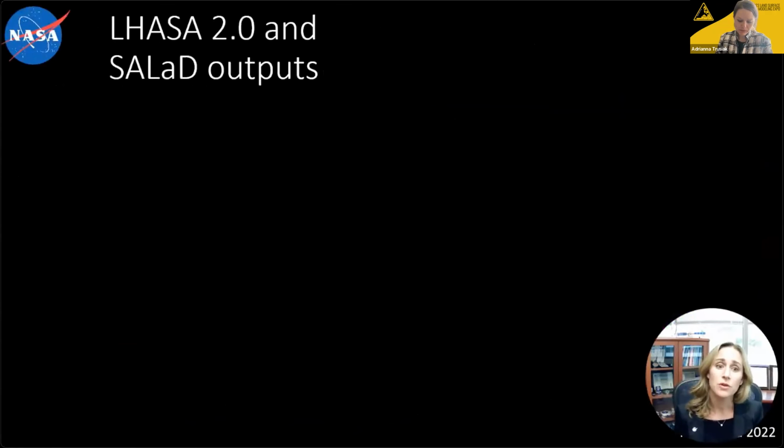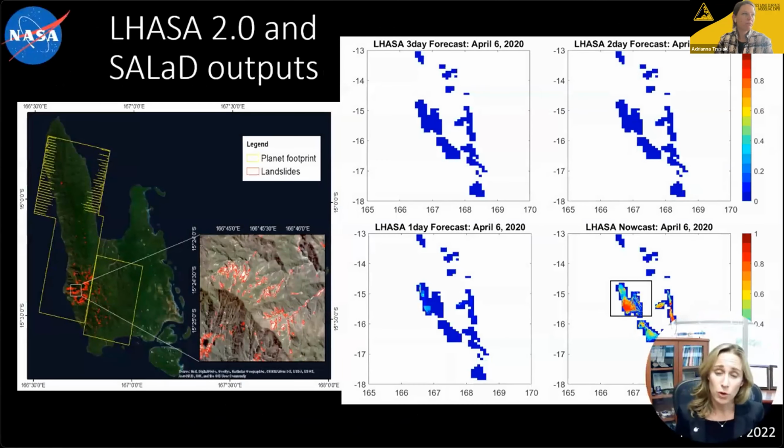But as I mentioned, some new activities are with a forecast. This on the left shows an output from our SALAD algorithm. And then on the right shows where we put in a global forecast. This is from the Global Modeling and Assimilation Office.